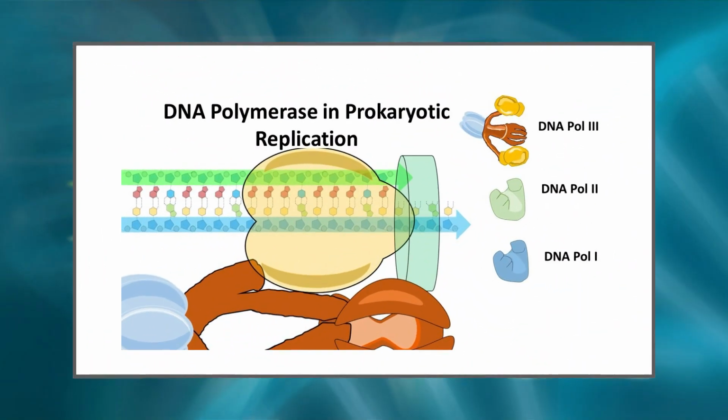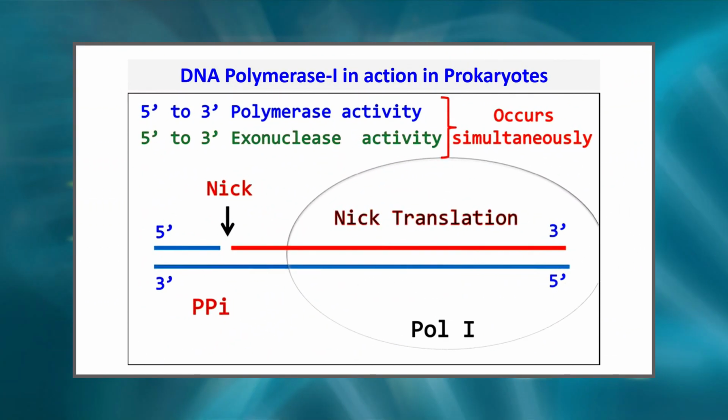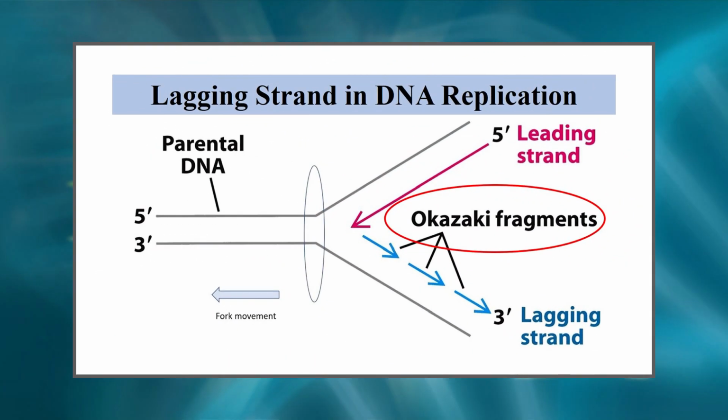DNA polymerase is of many types, and functions are based on the cell they are found in. In prokaryotic cells, there are 3 DNA polymerases: DNA polymerase 1, DNA polymerase 2, and DNA polymerase 3. DNA polymerase 1 is a repair polymerase with 5' to 3' and 3' to 5' exonuclease activity. It is involved in the processing of Okazaki fragments during lagging strand synthesis.